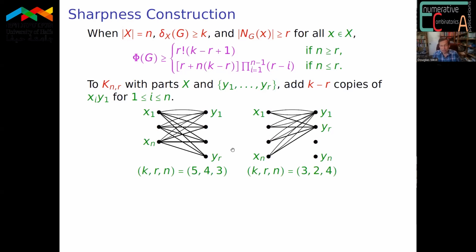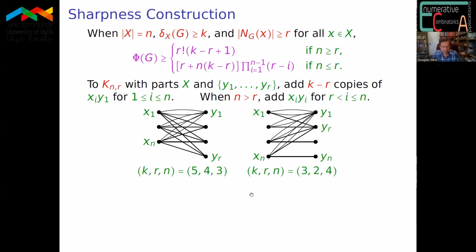But when n is bigger than r, I'm going to add the edges going straight across. I didn't have any edges incident to these vertices before that I'm adding now. So when i is bigger than r, I'm going to add the edge xi, yi. And that's going to be my construction.